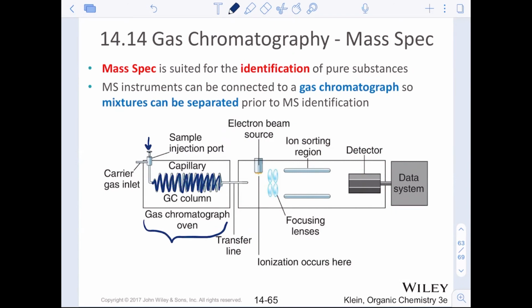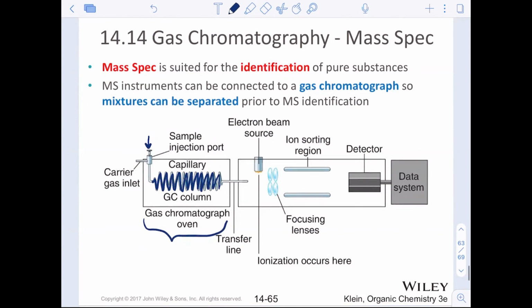It's heated to over 200 degrees Celsius so that we can vaporize, turn your sample into a gas. And as the sample pushes along this column, it separates big things and small things. That's what a gas chromatography instrument does. It separates by size, polarity, different types of things, depending on what your column is. And then one at a time, your sample can actually go into the mass spec.